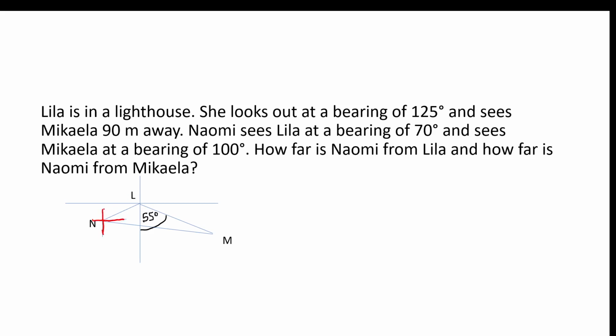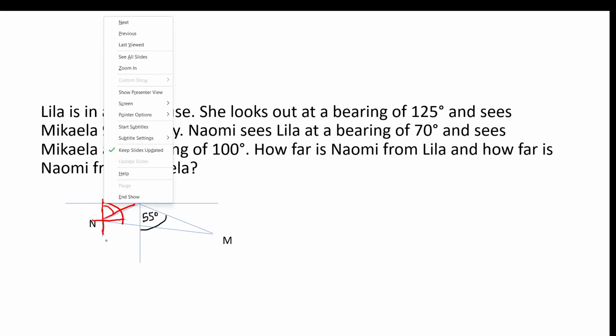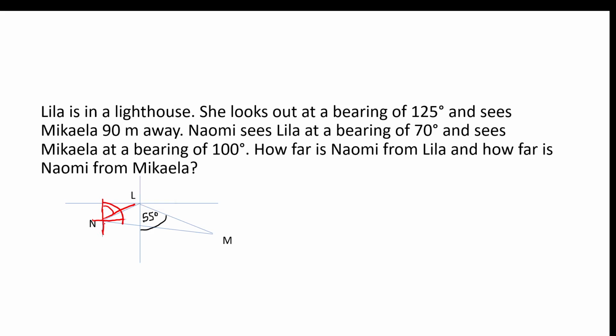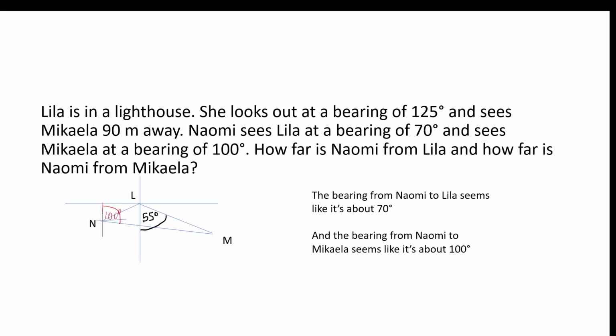Still, from straight up and down, this looks like a 70-degree angle where Naomi can see Lila. And from straight up and down, this looks like about a 100-degree angle where she can see Michaela. Yeah, that looks like about a 100-degree angle. So we've put her in a great spot, and that's probably the toughest part of this question. Okay?